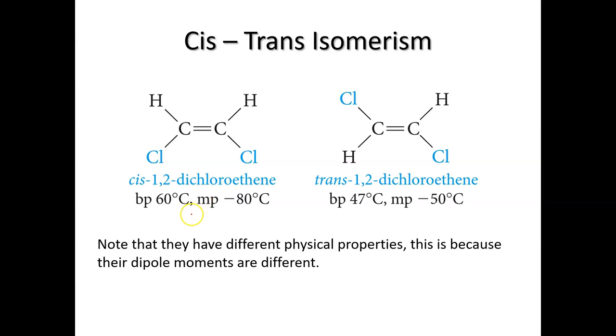So what we can see here in terms of the physical properties is that the boiling point for the cis version is 60 degrees versus the trans version is 47 degrees Celsius. So we have a higher boiling point for the cis and a lower boiling point for the trans version. And again, these will have different chemical and physical properties because their dipole moments are different. We have differences: these dipoles cancel out versus the ones with the cis.